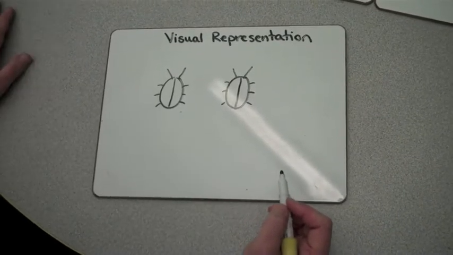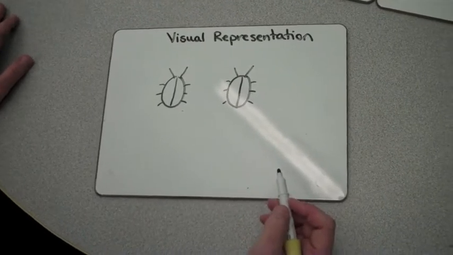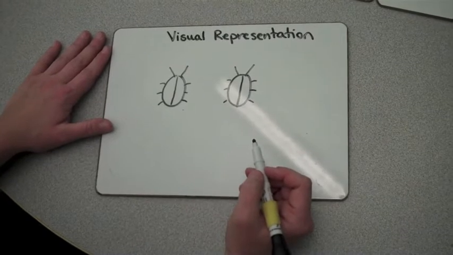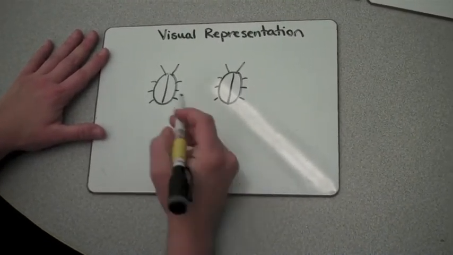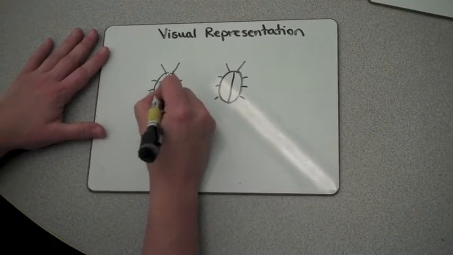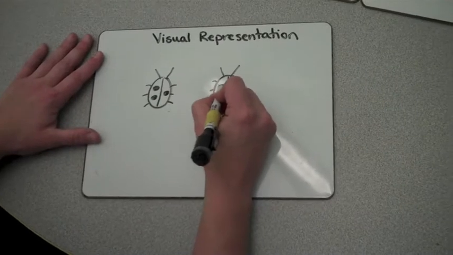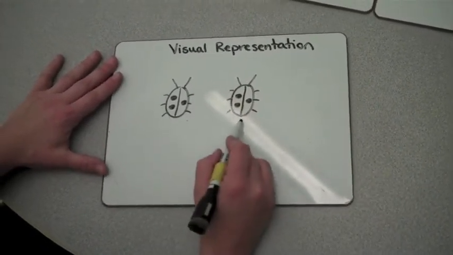There are two ladybugs. Each ladybug has 3 spots. How many spots are there altogether? So here are my two ladybugs. Now the second thing I have to do is draw on my spots. So each ladybug has 3 spots. So I have two groups.